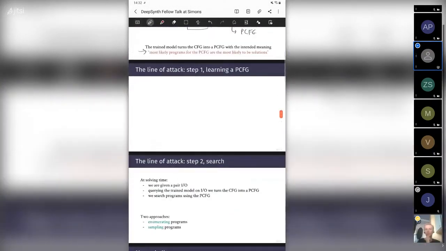I'm skipping some details here. What is step 2? Well, step 2 is the solution time. So now you're given a concrete input-output, and you want to find your program. What you do is you have your trained model, you feed it with the input-output. Now you have a PCFG, meaning you have a distribution of programs. Now you can search through programs using that PCFG.